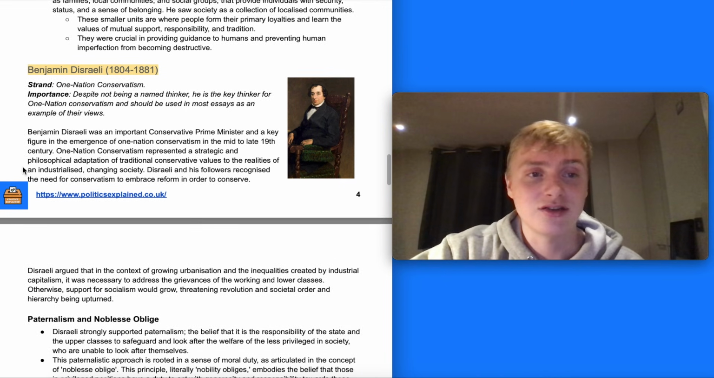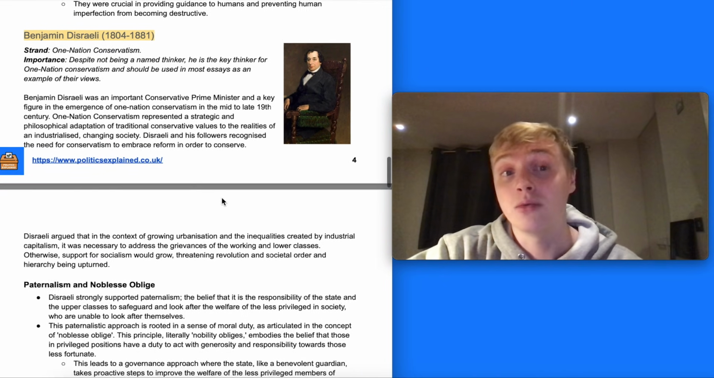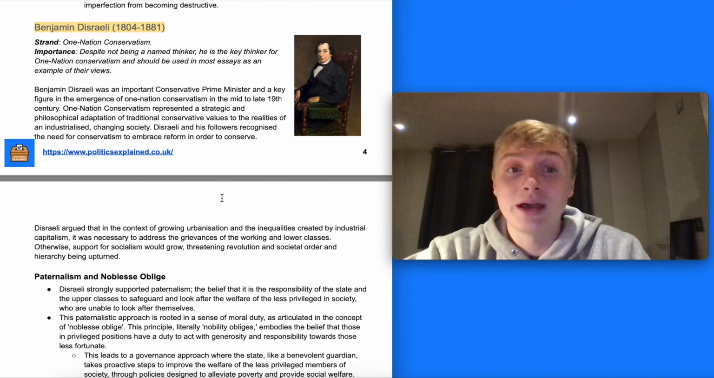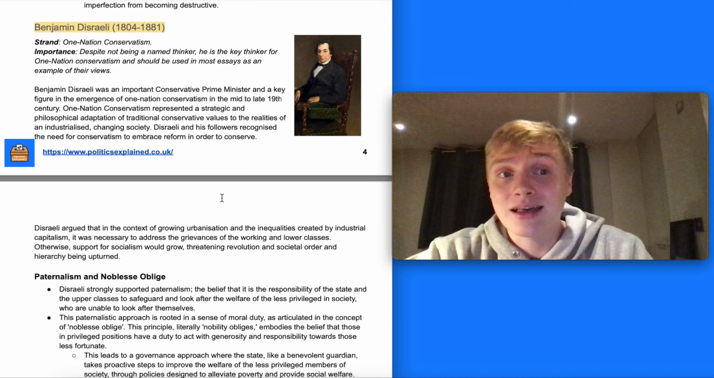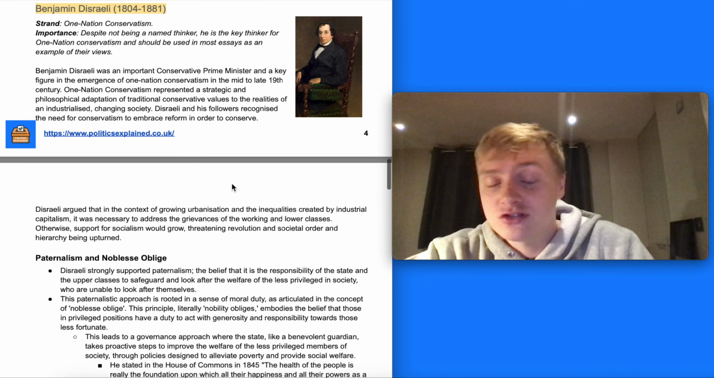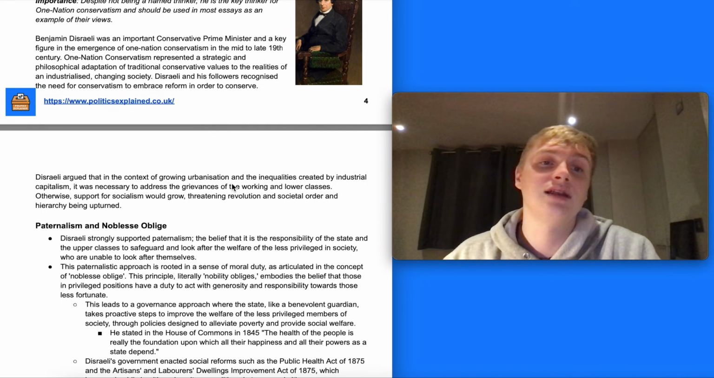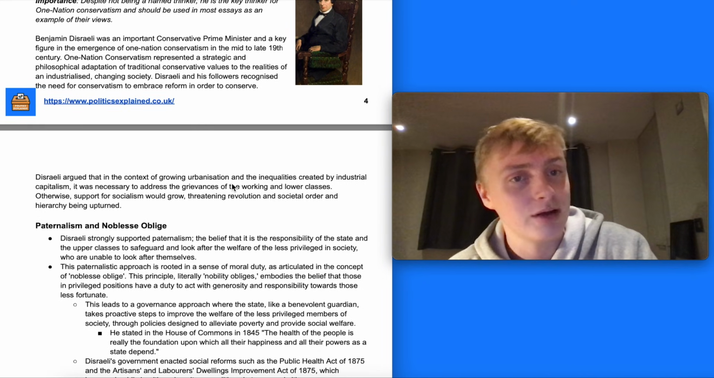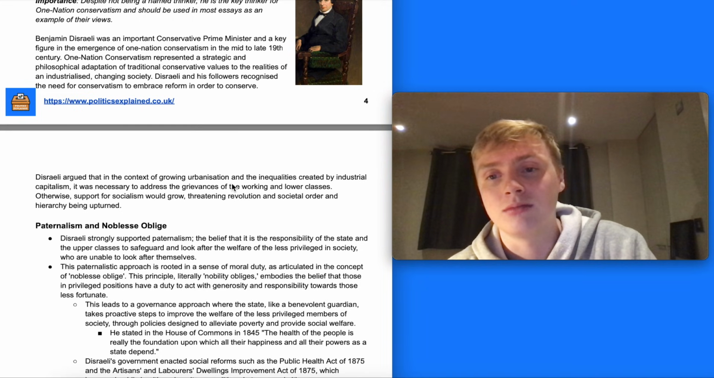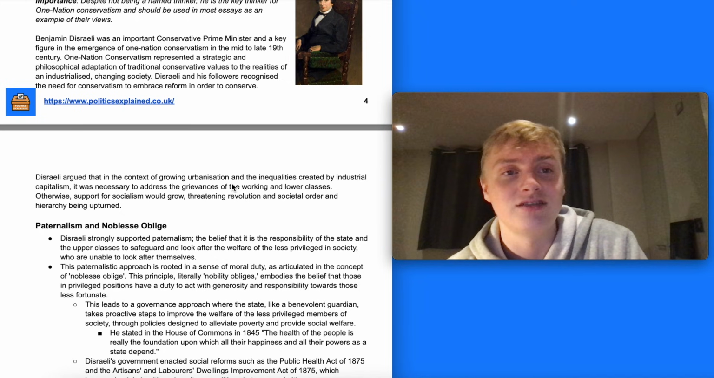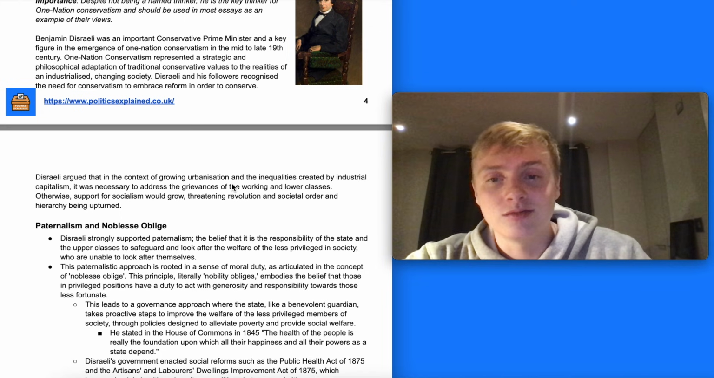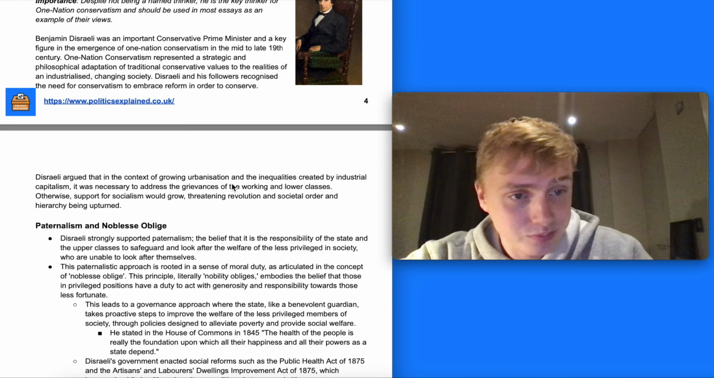Okay, next thinker, as I mentioned, this one not named on the specification, but one I think is really important, is Benjamin Disraeli. He's a one nation conservative, and despite not being a named thinker, he's in a way the key thinker for one nation conservatism, and should be used in most essays as a key example of their views. He was Conservative Prime Minister and leader in the mid to late 19th century, and was quite important to the articulation and implementation of one nation conservatism as an adaptation and gradual reform of traditional conservatism to a changing society.